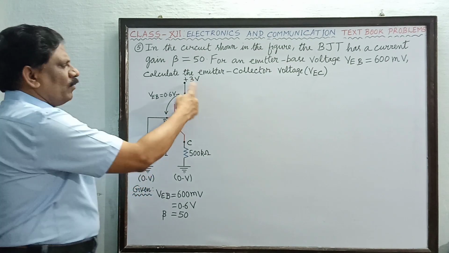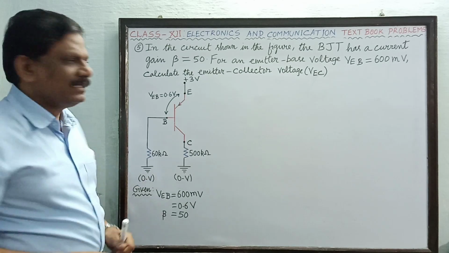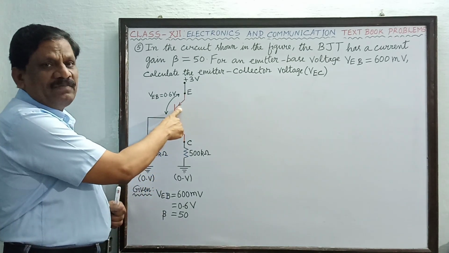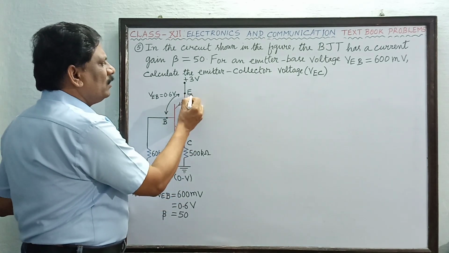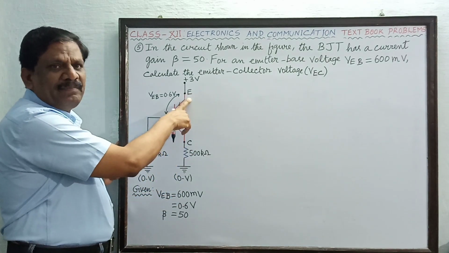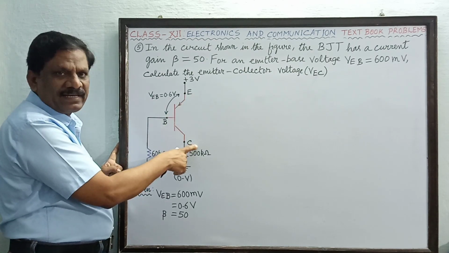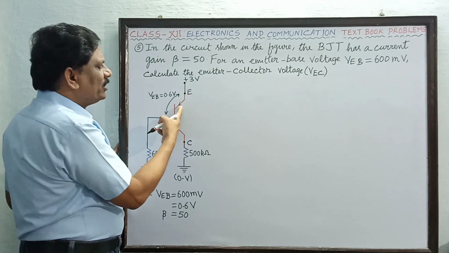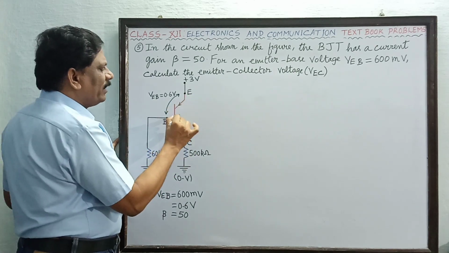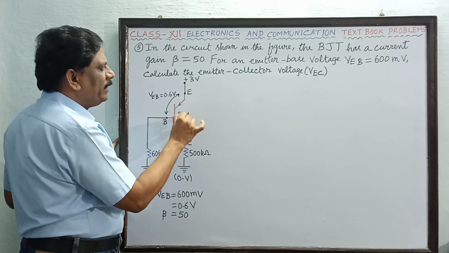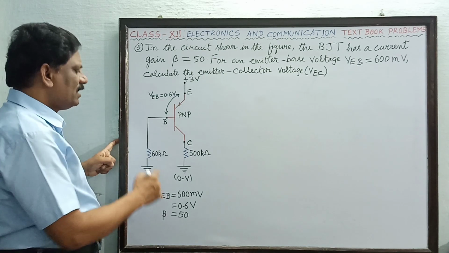Here what type of transistor is given we have to analyze first. Always the conventional current will be shown in the emitter branch of the transistor. So you have to note down that this is the emitter, this is the base and here is the collector. When the conventional current is flowing from the emitter to collector, then the transistor given here is a PNP transistor.